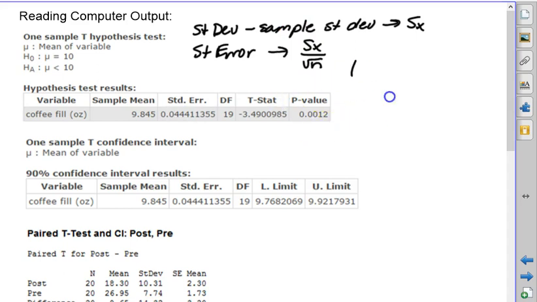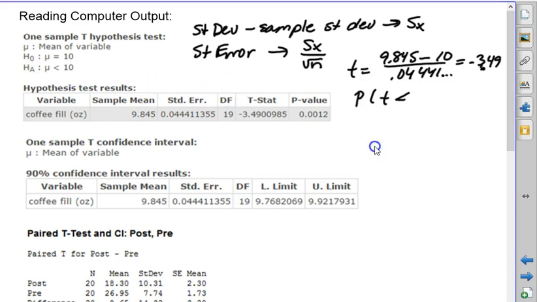My t-statistic would be my sample mean, 9.845, minus 10, which is the null hypothesis mean, and this would be divided by 0.04441, etc., the standard error, okay? And that would give me negative 3.49, and then the p-value, of course, would be the probability that t is, since this is a less than, t is less than negative 3.49 standard deviations from the mean. That would be 0.0012. Okay, so that's how you interpret all of that.